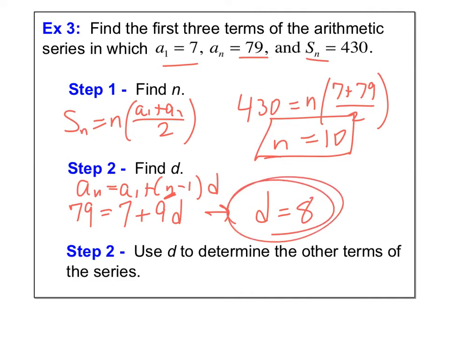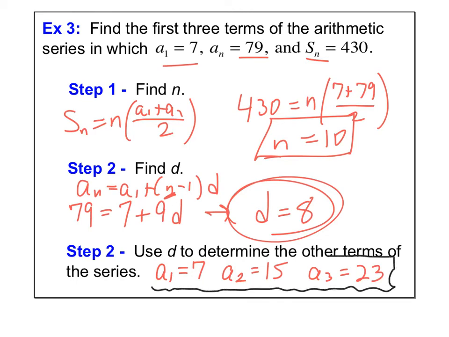And now, if I know that a sub 1 is 7, then guess what? A sub 2 would be 7 plus my common difference, which is 8. We would get 15. And then lastly, a sub 3 would be 15 plus 8 more, and that's 23. So there you have your final answer. Alright, to the next example.